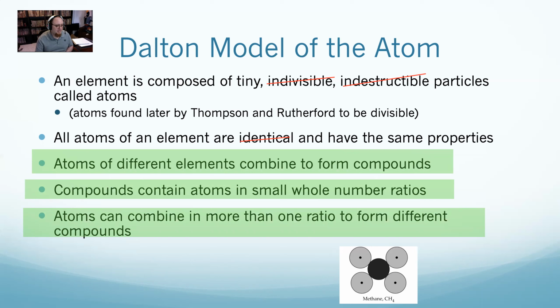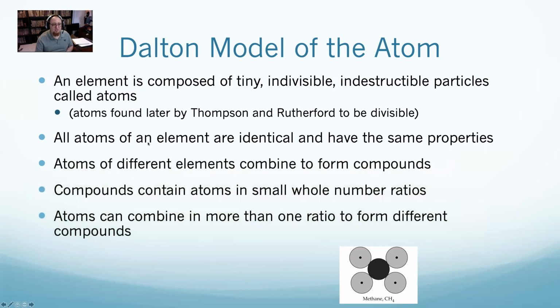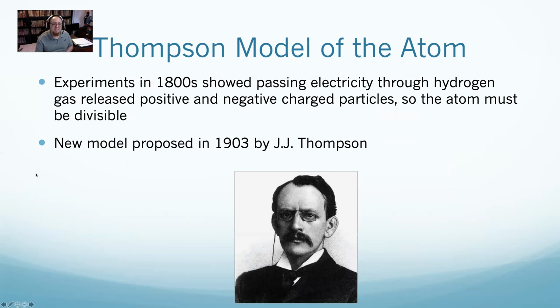Now, this was, as I said, around 1803. And that was what people said the atom was for about 100 years. You see, in the 1800s, people started realizing that if you pass electricity through hydrogen gas, you'd get charged particles out of it. And that if you just shock hydrogen gas, you'd get this positive part and some negative part. And people actually learned that they could get the mass of the positive part and the negative part.